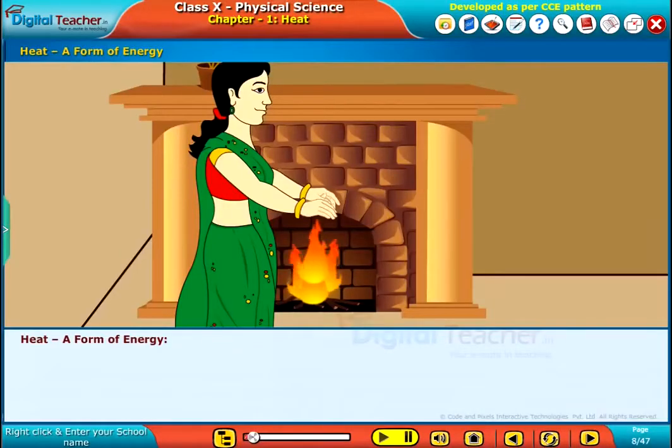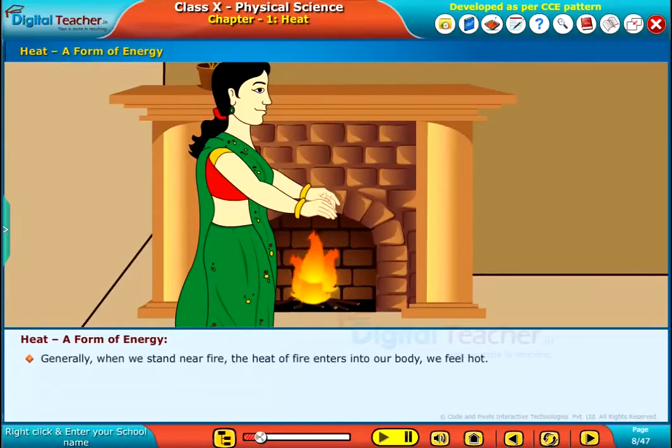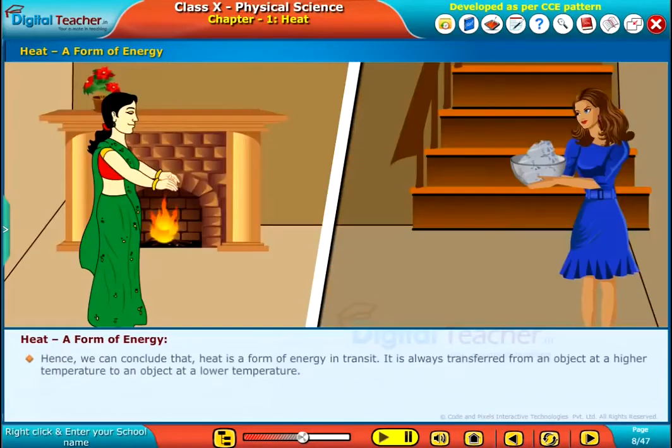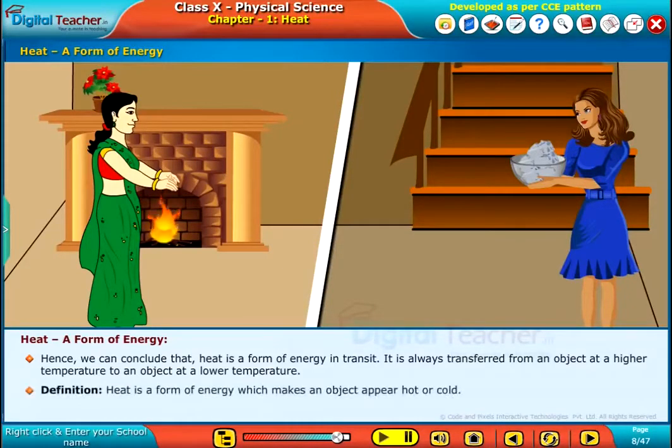Here, we are going to discuss heat. Generally, when we stand near fire, the heat of fire enters into our body, and we feel hot. In the same way, when we hold the ice piece in our hand, the heat is transferred from our body to the piece of ice and we feel cold. Hence, we can conclude that heat is a form of energy in transit. It is always transferred from an object at a higher temperature to an object at a lower temperature. Definition: heat is a form of energy which makes an object appear hot or cold.